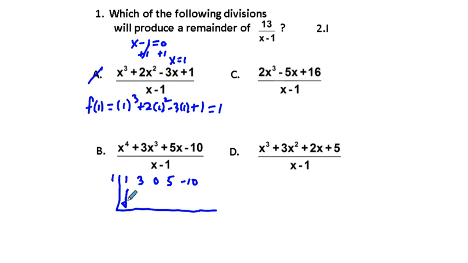So let's bring down our 1. 1 times 1 is 1. 3 plus 1 is 4. 4 times 1 is 4. 0 plus 4 is 4. 1 times 4 is 4. 5 plus 4 is 9. 1 times 9 is 9. Negative 10 plus 9 is negative 1. So that is a remainder of negative 1. Not a solution.